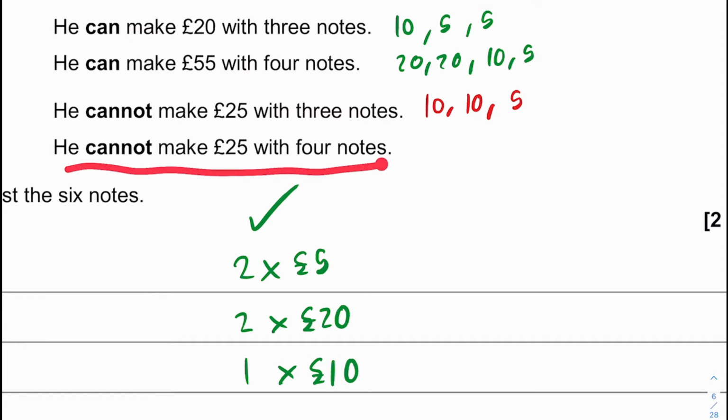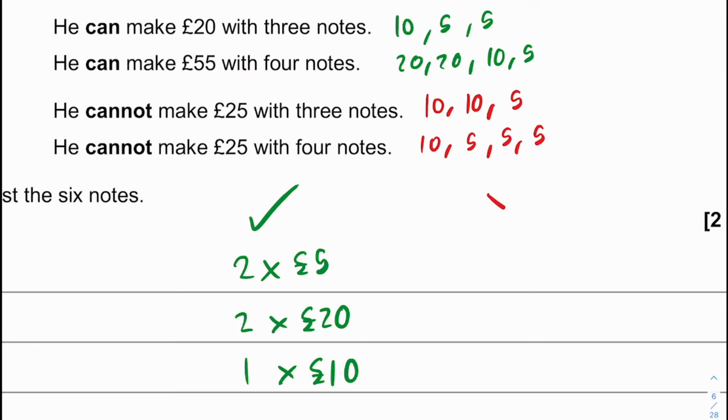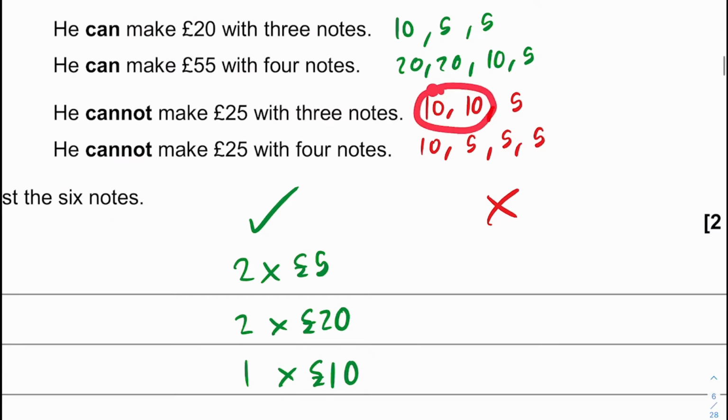He cannot make £25 with 4 notes. So how can we make £25 with 4 notes? We can do it with a 10, a 5, a 5 and a 5, okay? So what can he not have out of his combination of 6 notes? He cannot have 2 10s. Now we take the lowest amount each one occurs this time.